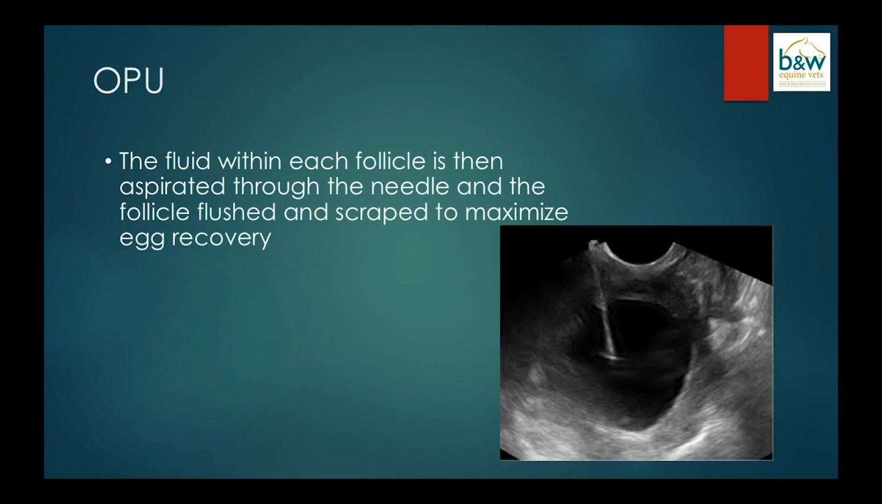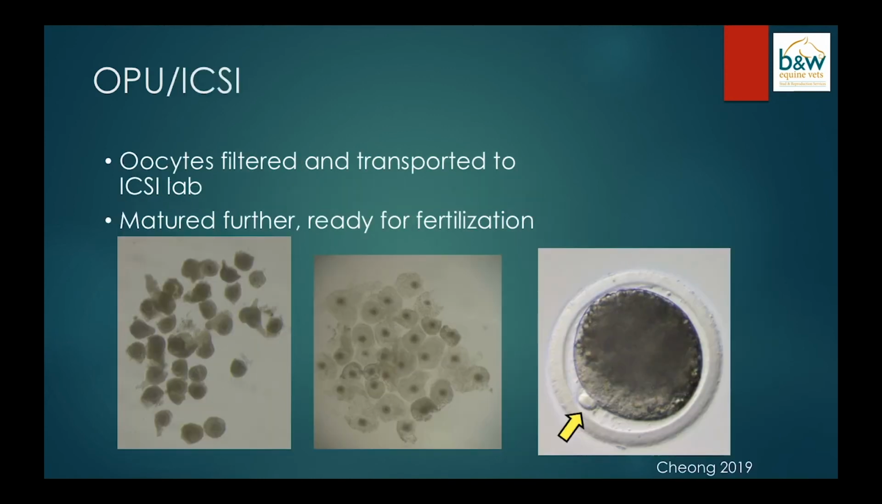We go through all the follicles on that ovary in the same manner to recover as many eggs as possible. Here are the recovered, harvested eggs, or oocytes, and they're then filtered and transported to the ICSI lab. That is the lab doing the IVF, or in vitro fertilization. Once they reach the lab, they'll be matured and prepared, ready for fertilization.